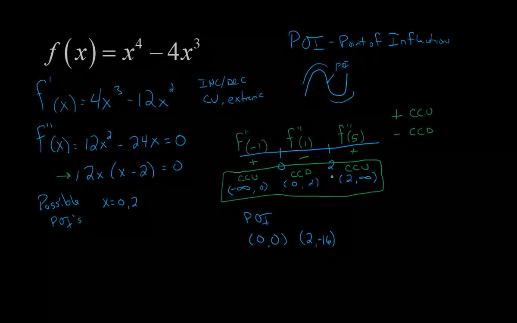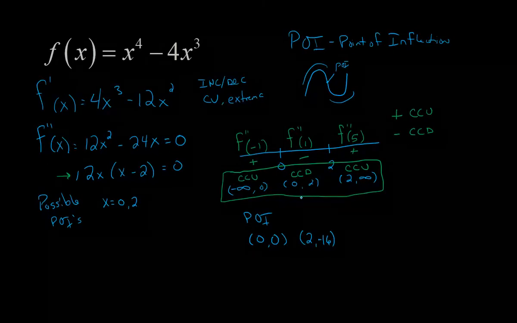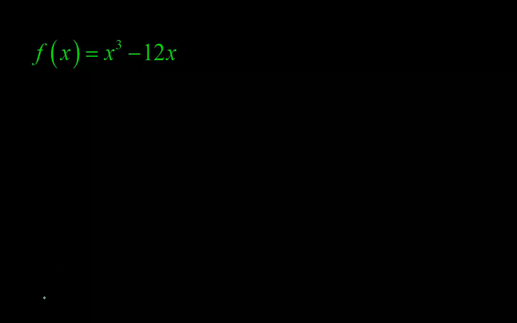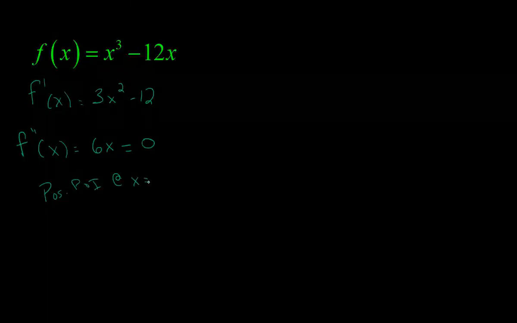Now, it will always help to graph the original function, and you'll see how we are concave up, to concave down, and concave up. Okay, so I want to do one more. All right, so we got f of x is x cubed minus 12x. So we are going to start off by finding the first and second derivative. So 3x squared minus 12. Second derivative here is going to be 6x. We will set that equal to 0. So we only have one possible POI at x equals 0.